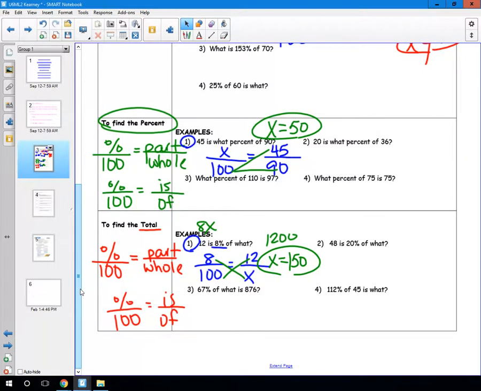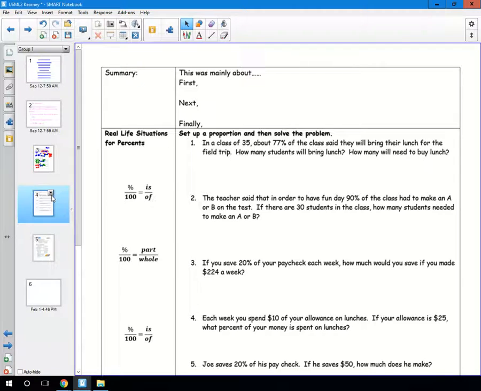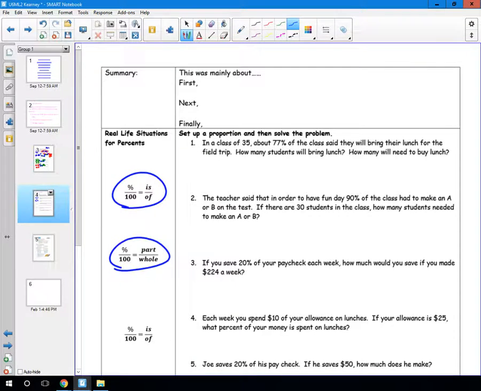And then later, we're going to come and look at those real life situations over on the side. As a matter of fact, let's see what our time looks like right now. And we might have time to take just a minute and go do one of those practice problems really quickly. Okay? So I'm over here, the real life situation. We're still going to use the same percent over 100 equals part over whole, percent over 100 equals is over of. So read the problem.